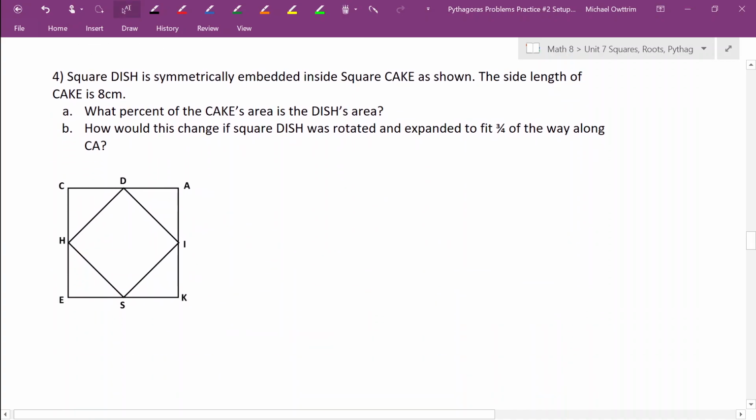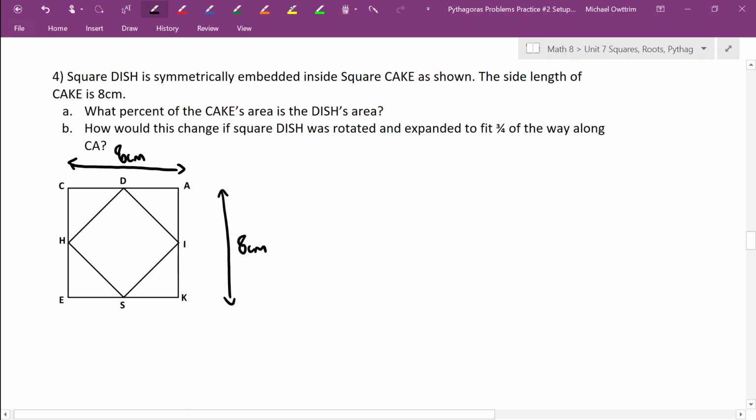Okay, question 4. We are told that a square dish is symmetrically embedded inside a square cake, as shown below. The side length of the cake is 8 centimeters. So we do know that all the way along this whole side here is 8 centimeters, and since it's a square, this is also 8 centimeters.